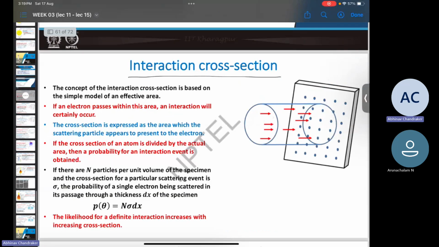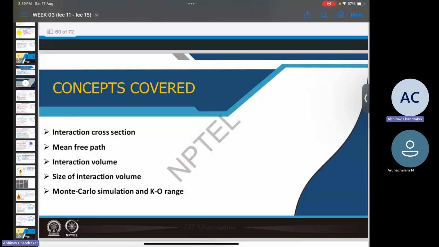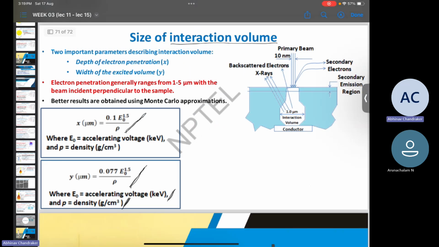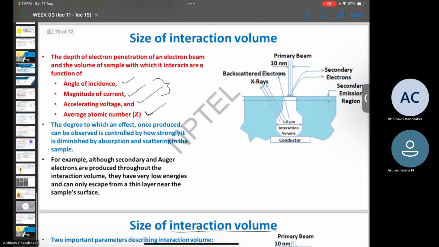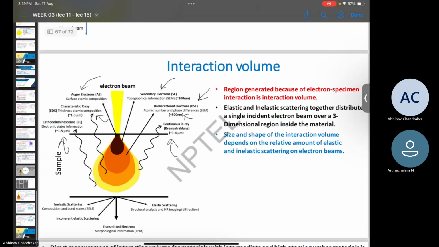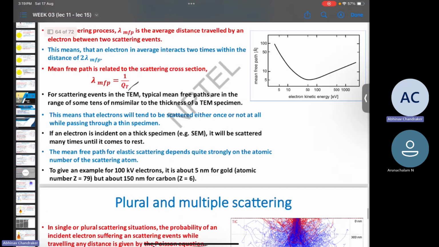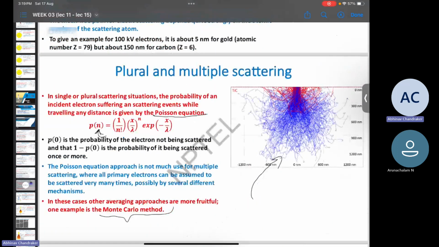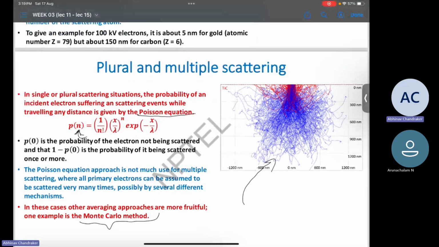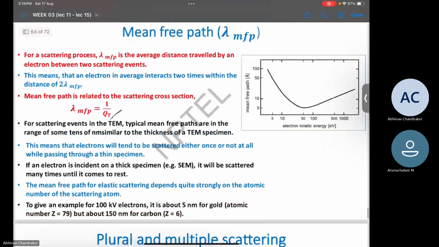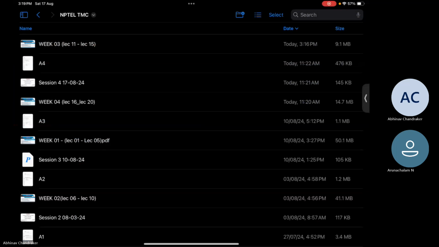So here we talked about interaction cross section, then interaction volume, and yeah, here we had Monte Carlo simulation. So here the image was shown, but it was not explained what it is. So let's look at it in the current week's content.